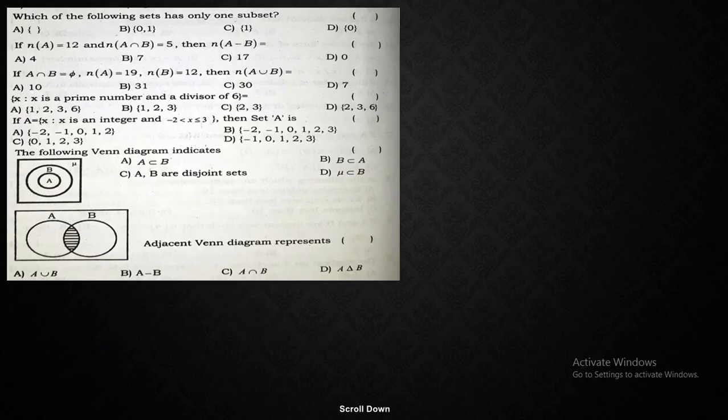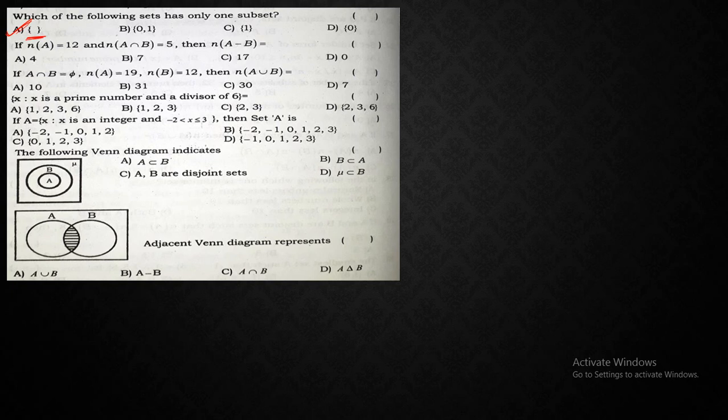Next, moving on to one more question. Which of the following sets has only one subset? Just now we have discussed, only the null set has only one subset. The null set is generally represented by empty braces.